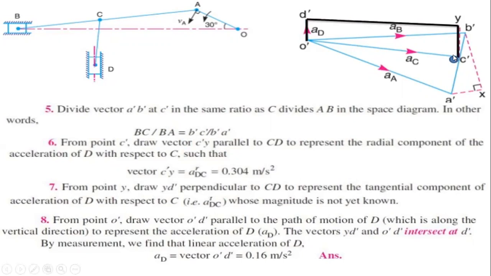Then from point Y, draw the YD dash perpendicular to CD. So from the direction of CD, we are drawing the YD dash line perpendicular to the line CD, because the magnitude is unknown. So as the magnitude is unknown, I am taking it directly. So we are drawing the line.